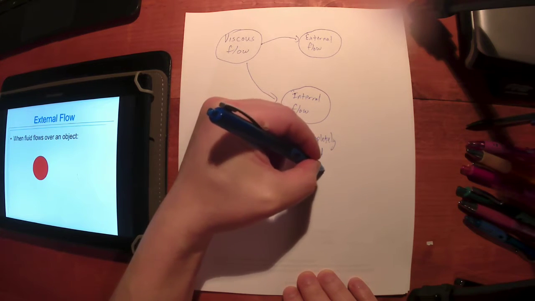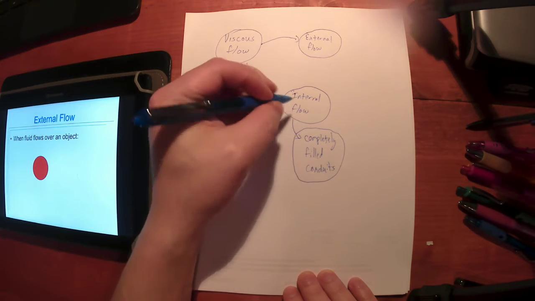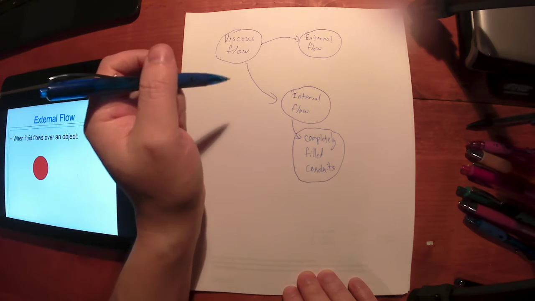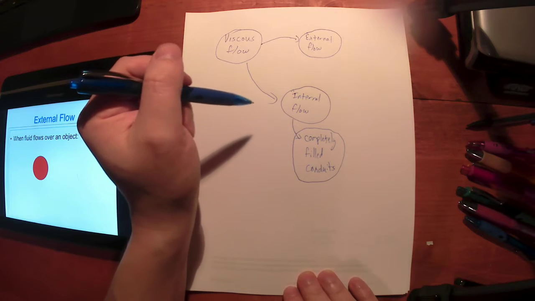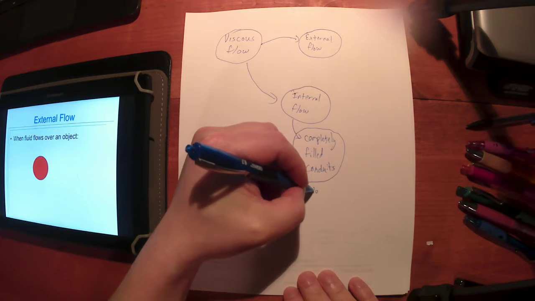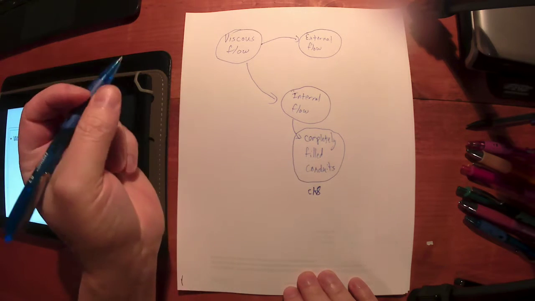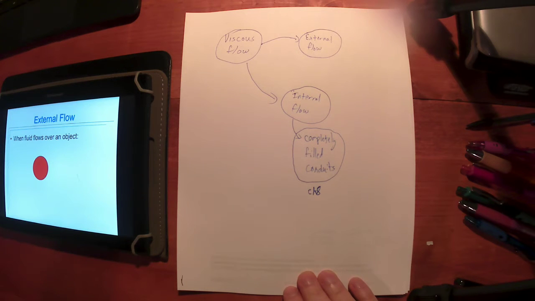conduits. There's a couple of types of internal flow, where we've got fluid flowing within a conduit. What we've been focusing on is completely filled conduits, and for us that was chapter 8. That's in Cengel and Cimbala.